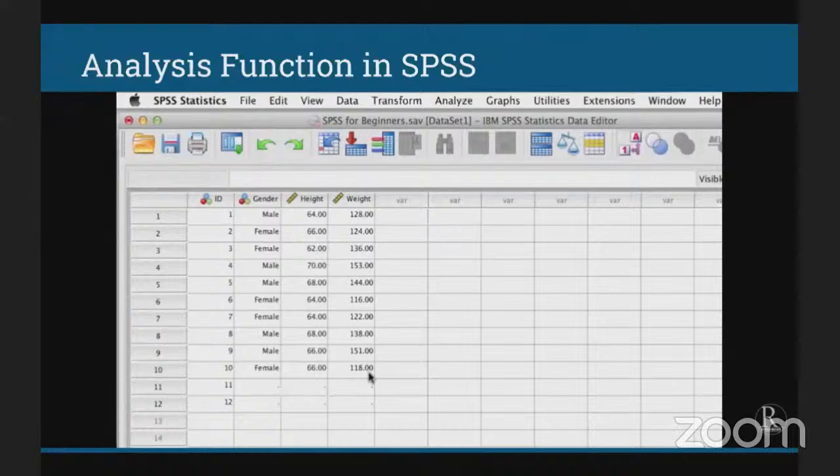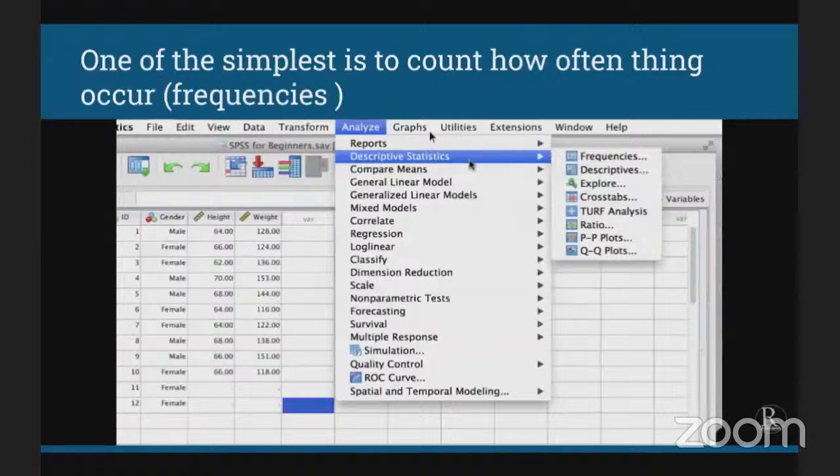I'm going to start to speak about the analysis function in SPSS. Here it shows a set of data in the data view. You can see that I have 12 subjects, and these are different variables: gender, height and weight. So let's start. As Dr. Ali mentioned before, everything in SPSS is just in the pull down menu. So when we go to the upper tool here, we're going to find Analyze.